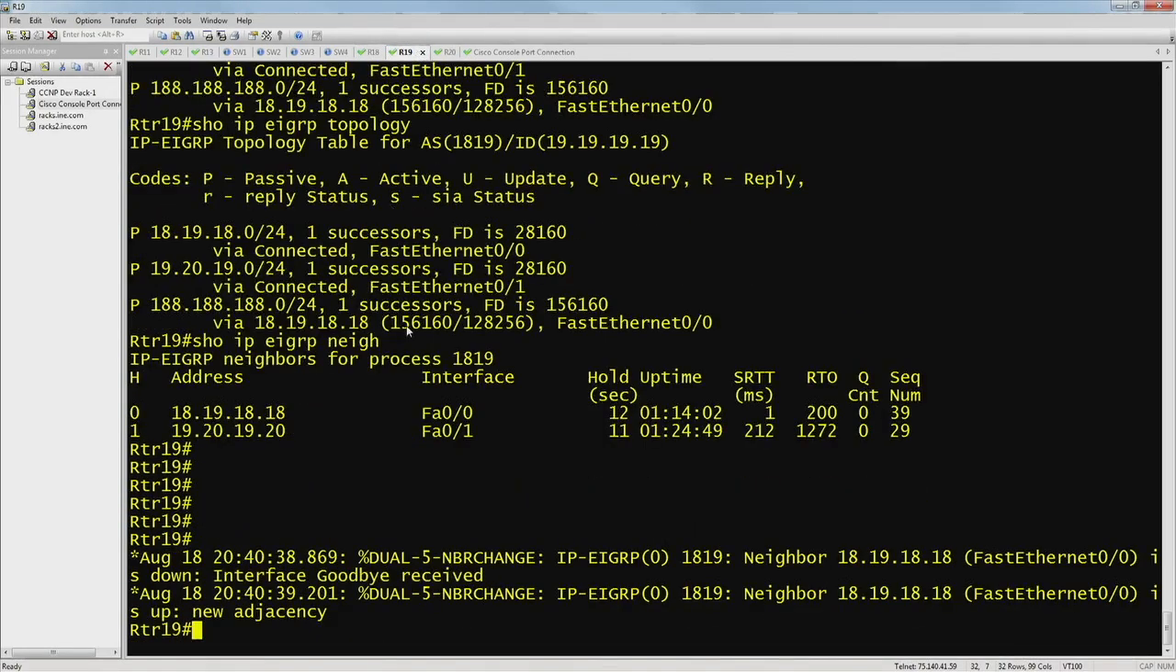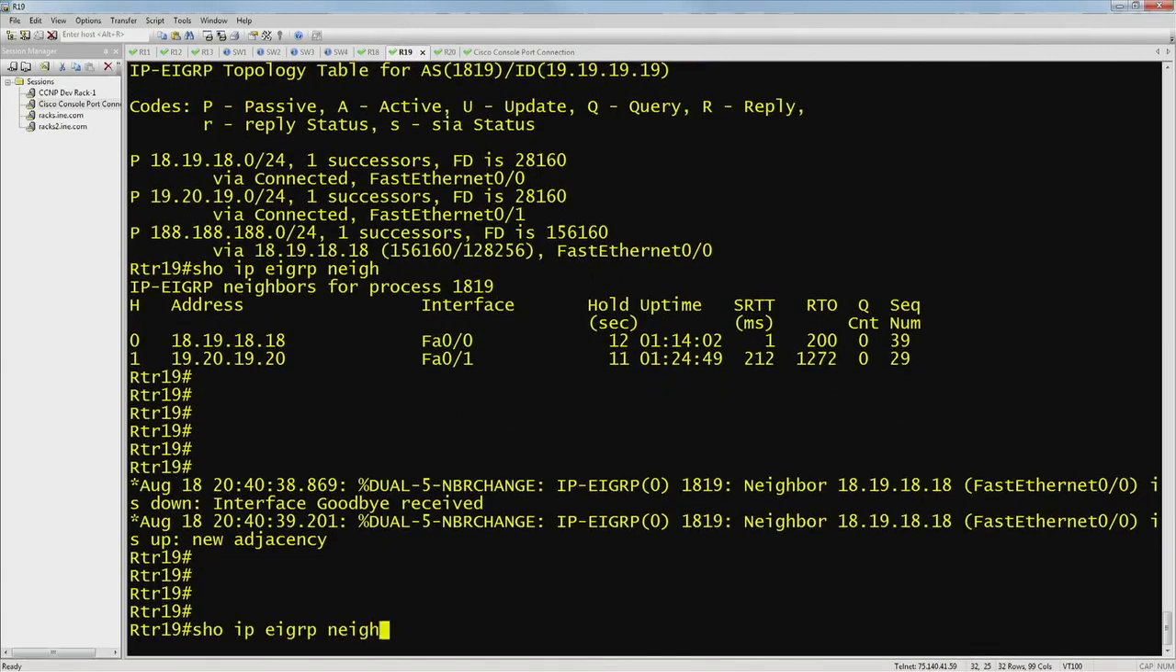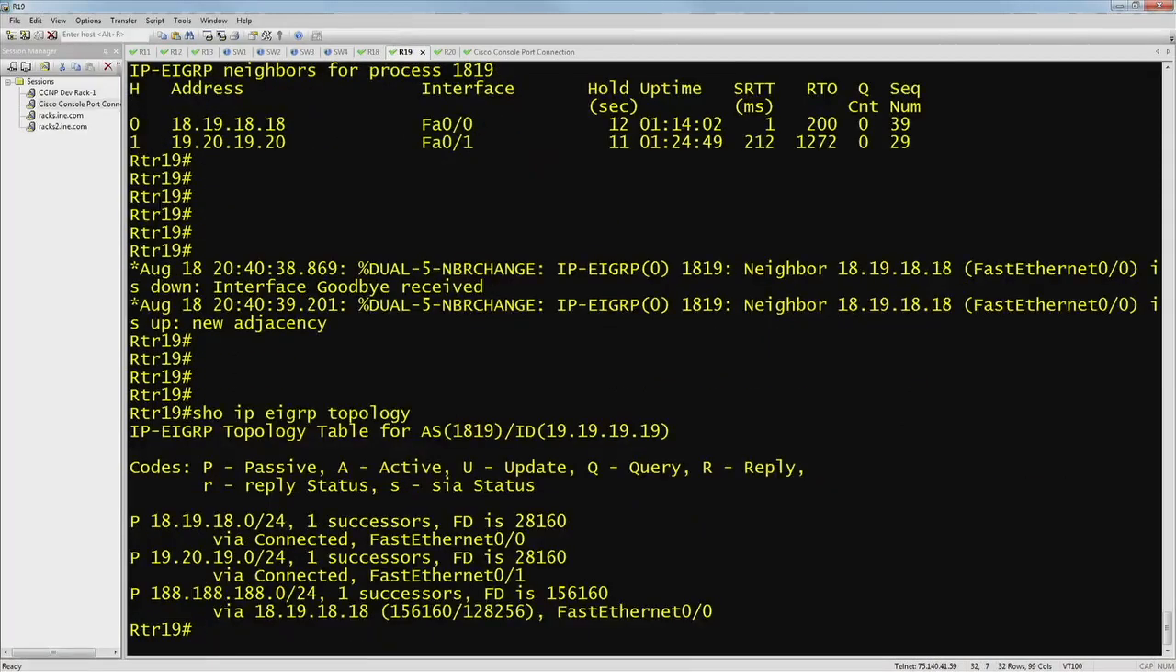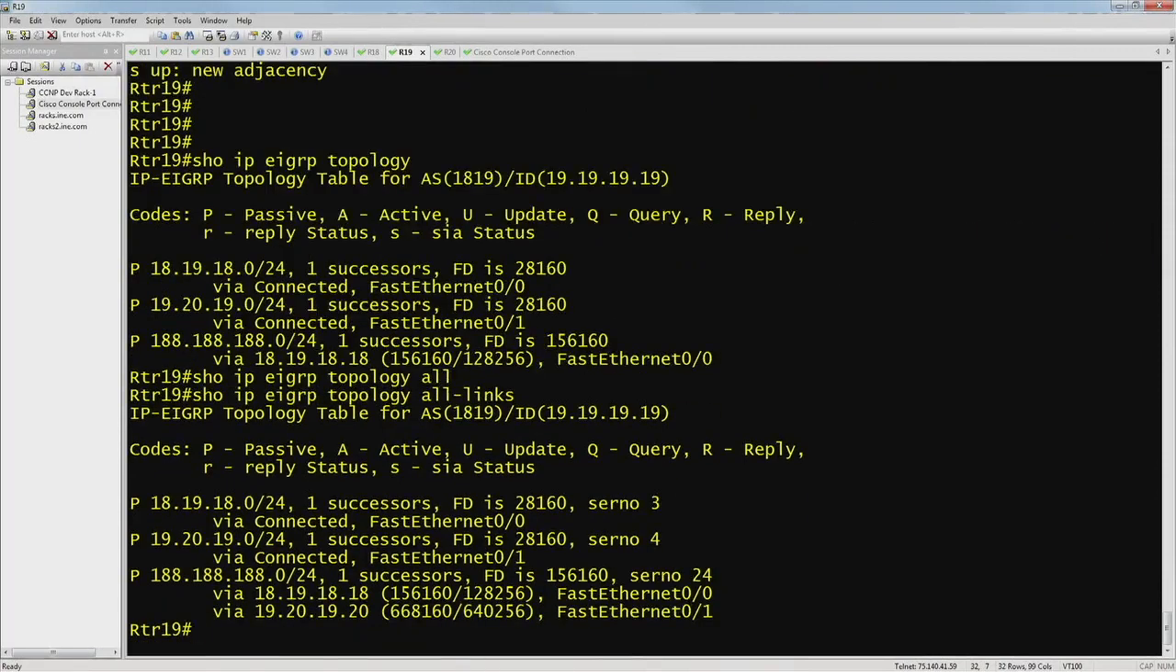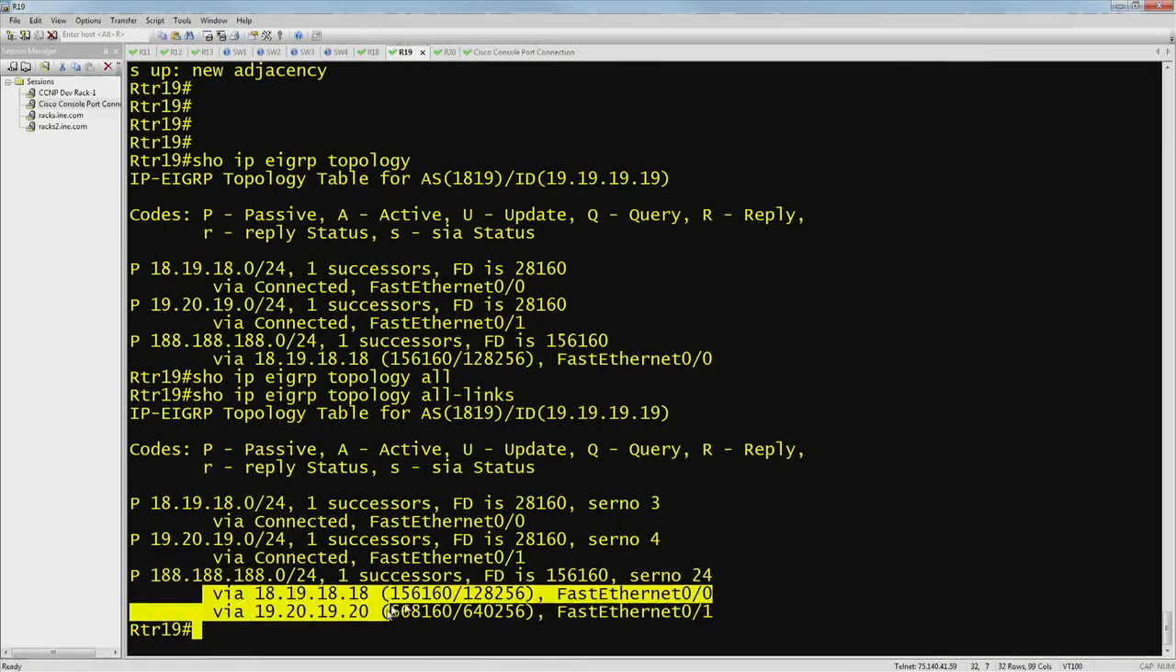Okay. You might be wondering, why did he type in the all-links keyword? We'll talk about that. I'll get to that later. But this is what I wanted to show you. So now we can see here that the router in the middle, router 19, has received the 188.188.188 network from two neighbors. We see it here. And we can see the reported distance is definitely different. So the one on the top is much closer, a much lower reported distance.